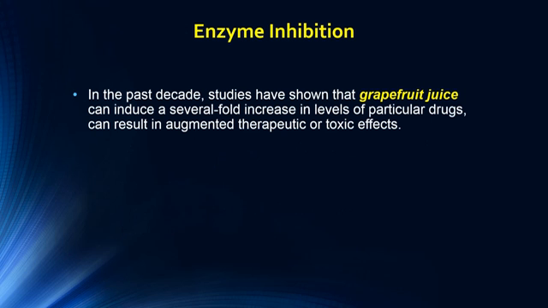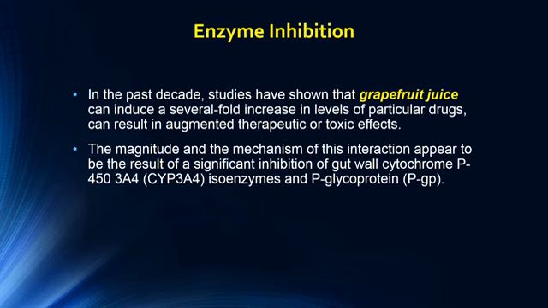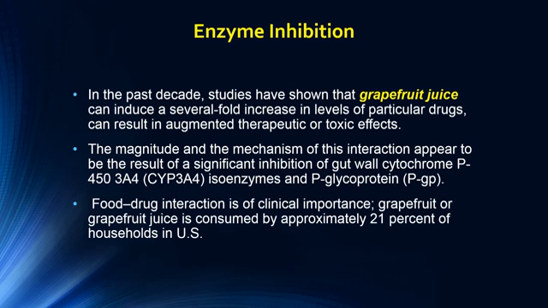Again, in the past decade, studies have shown that grapefruit juice can induce a several-fold increase in levels of particular drugs and can result in augmented therapeutic or toxic effects. So for example, Buspirone, which we talked about earlier, you get a much larger effect out of it when administered along with grapefruit juice. The magnitude and mechanism of this interaction appears to be the result of a significant inhibition of gut wall cytochrome P450-3A4 isoenzymes and what's called P-glycoprotein. This fruit-drug interaction is of clinical importance. Grapefruit juice is consumed by a large number of households.